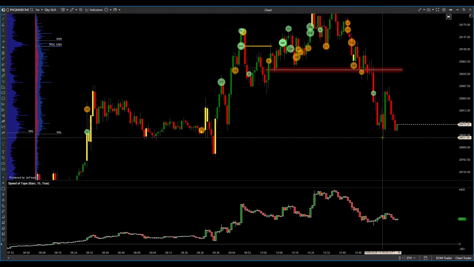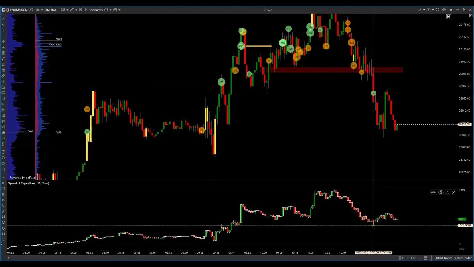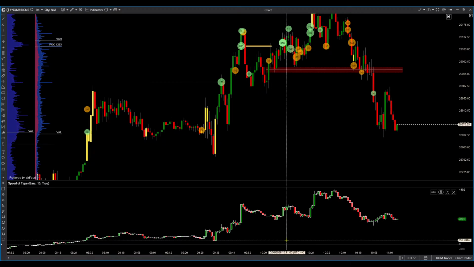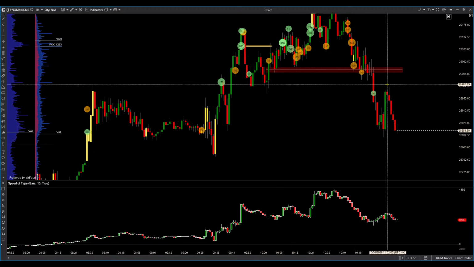Made a new low. CVD also made a new low. We didn't get there. Now we can move that stop above this high. That's a good strategy. I can recover from that 100 loss too.